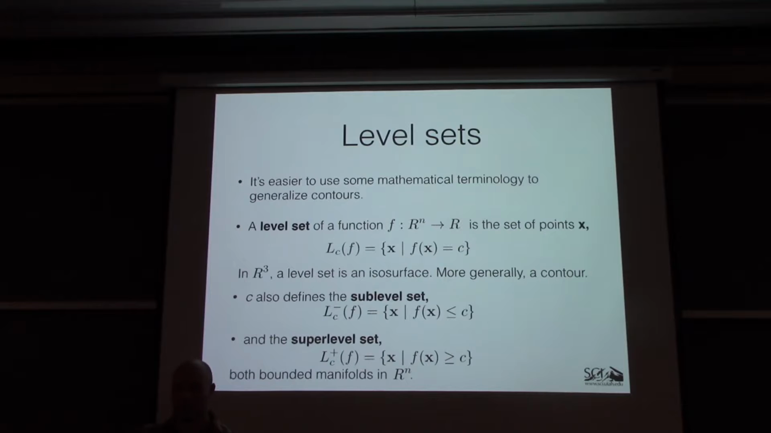So it defines the sublevel set, which is the set of all points in the data set whose value is less than or equal to c, and the superlevel set, which is basically all the points that are greater than or equal to c. So it really divides the data set into two submanifolds.